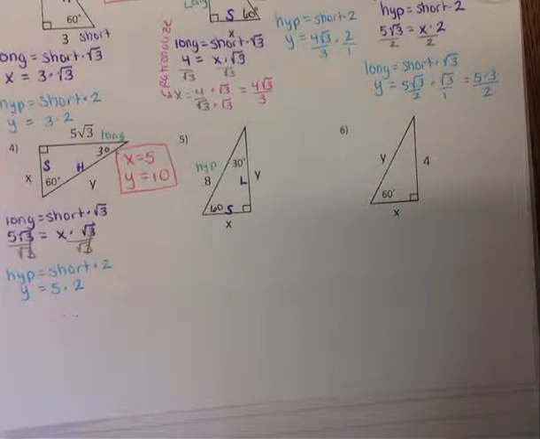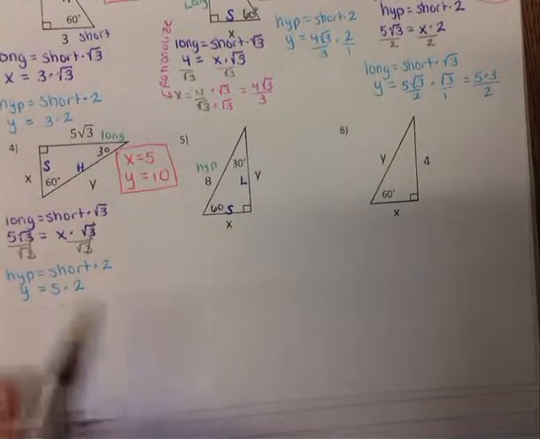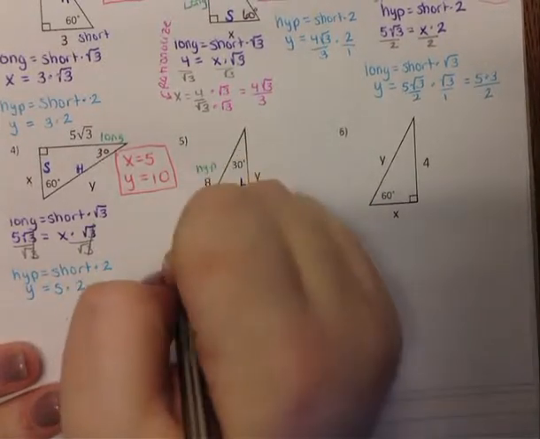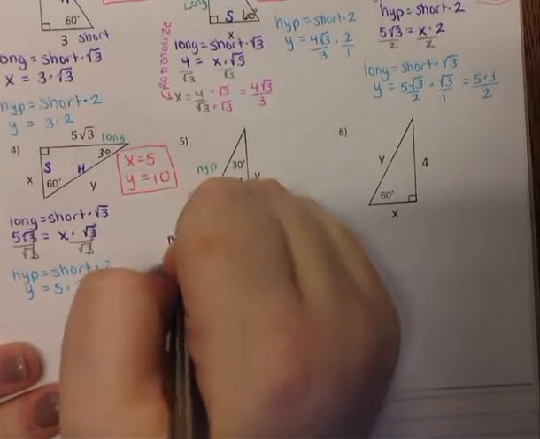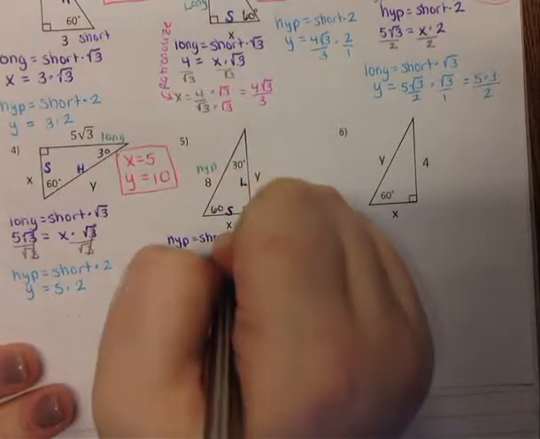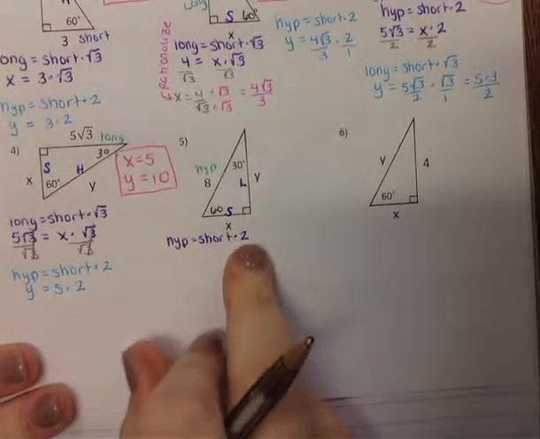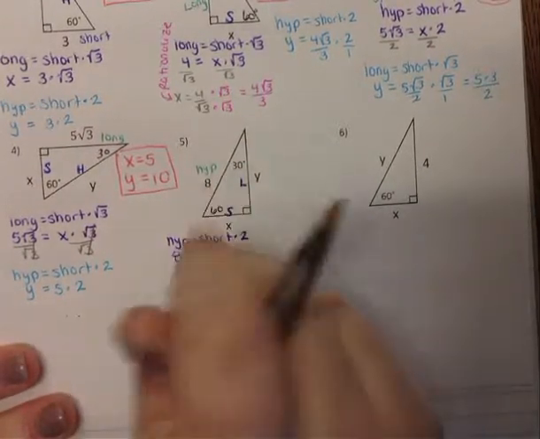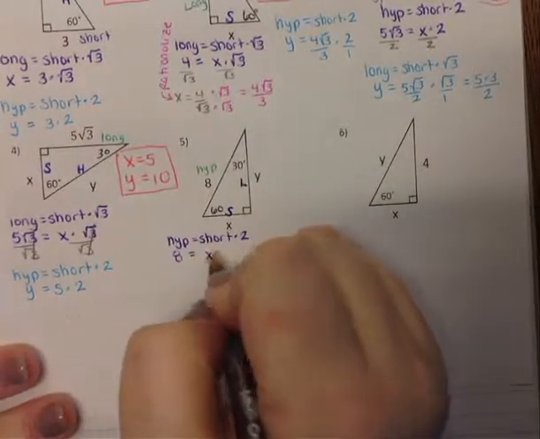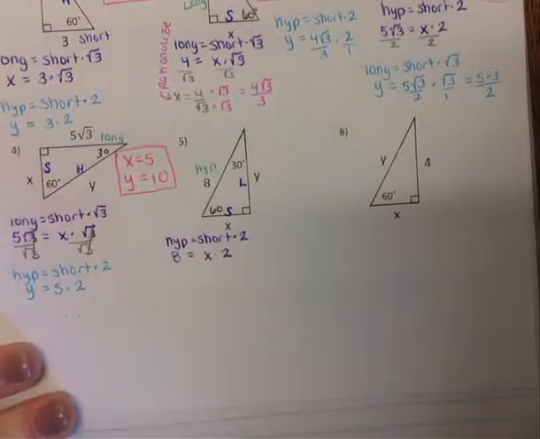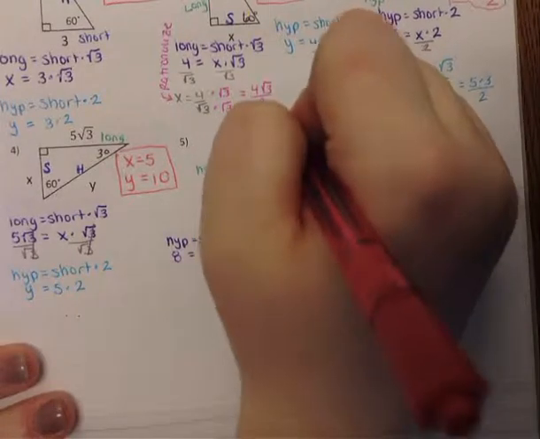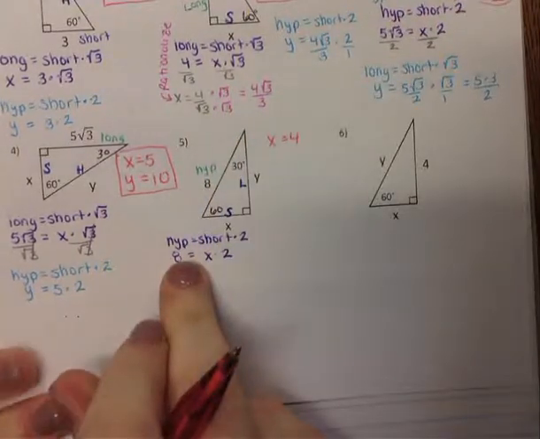So we always find the short side first, so we use the equation that we have the hypotenuse, so we want to use that equation. That the hypotenuse is equal to your short times 2, because it's a 30, 60, 90. Hypotenuse is 8. Our short is represented by x times 2. So if we divide by 2, x will equal 4. 4 times 2 gives you 8.